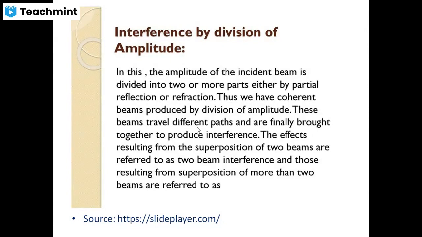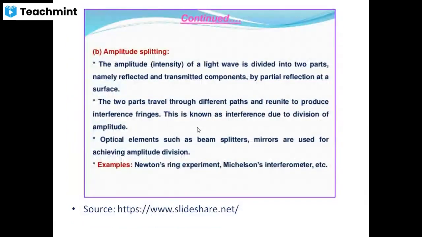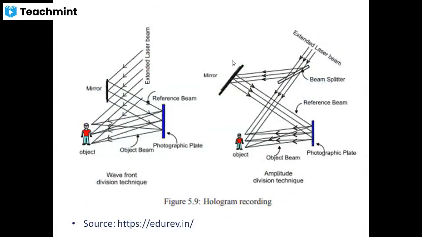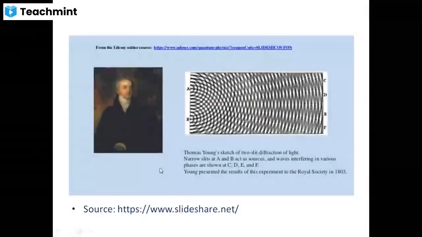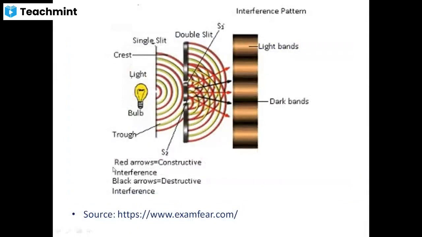This kind of technique is also a technique to produce the coherent sources, because for producing interference, we need coherent sources, right? So this is the wavefront division technique, and this is the amplitude division technique. This we discussed in the previous class. And we also discussed Young's double slit experiment, which I'll just brief.